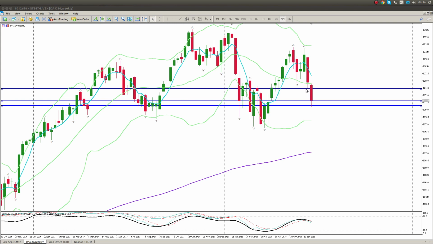Okay, so I'm still of the opinion that this is a retracement. We're still sitting on the 61.8, and I'm looking for a move to the upside. Until we break below this level, that is what my view is here.